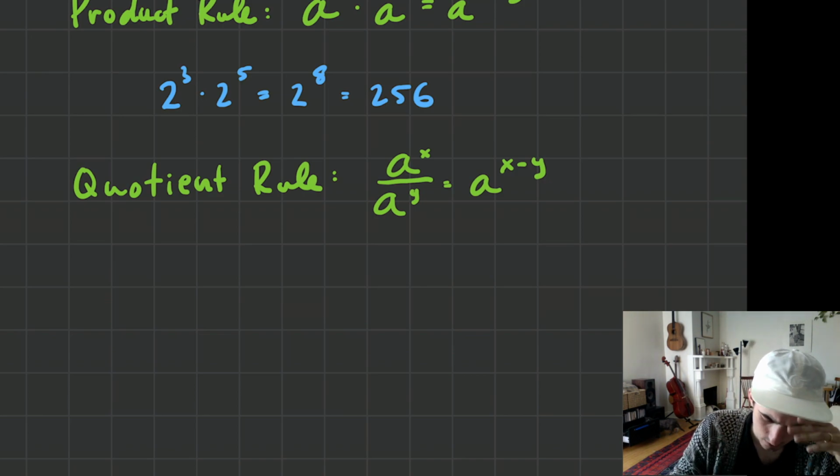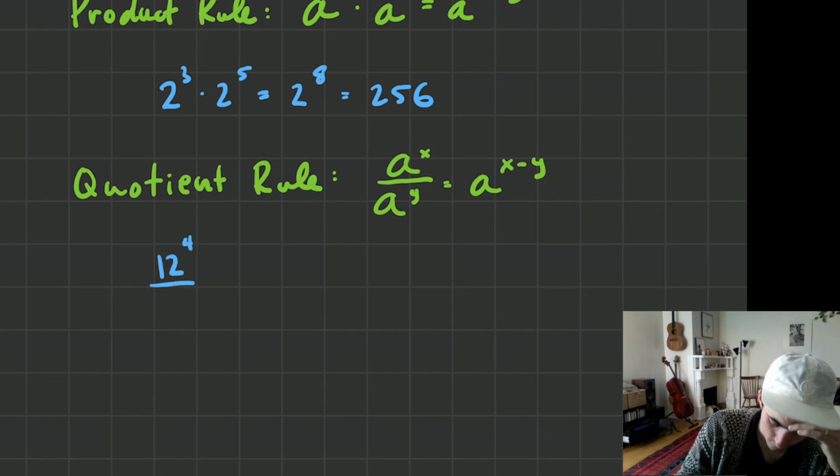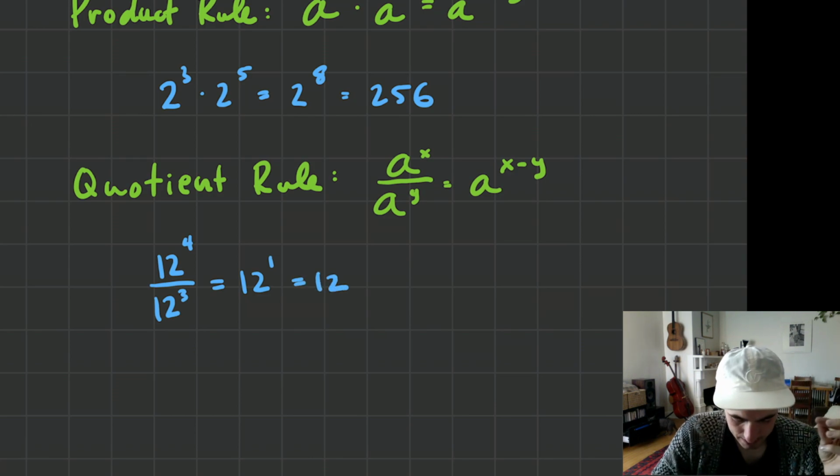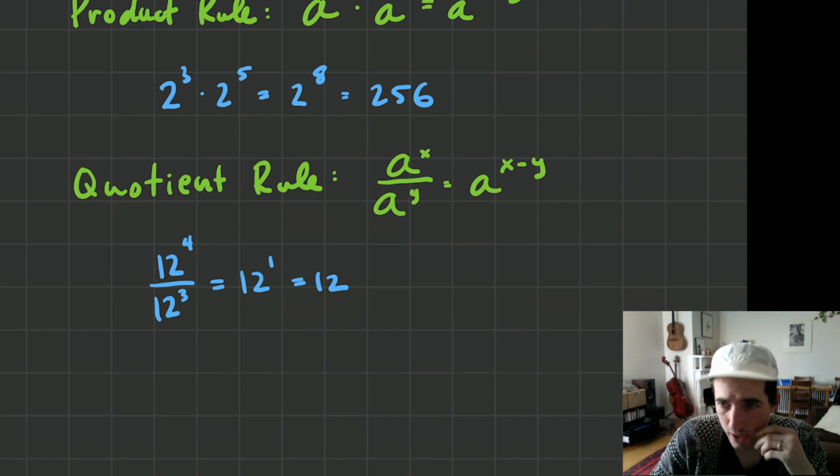Okay. So an example of the quotient rule is if I had 12 to the power of 4 over 12 to the power of 3, that would be equal to 12 to the power of, well, 4 minus 3 is 1. And 12 to the 1 is actually just equal to 12. So there you go.